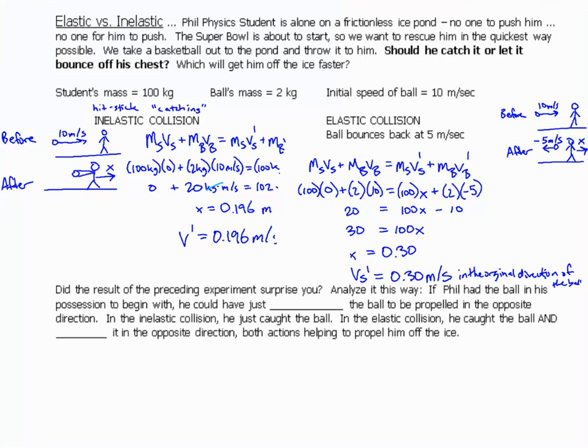Did the result of the preceding experiment surprise you? Analyze it this way. If Bill had the ball in his possession to begin with, he could have just thrown the ball to be propelled in the opposite direction. In the inelastic collision, he just caught the ball. In the elastic collision, he caught the ball and threw it in the opposite direction, both actions helping to propel him off the ice.